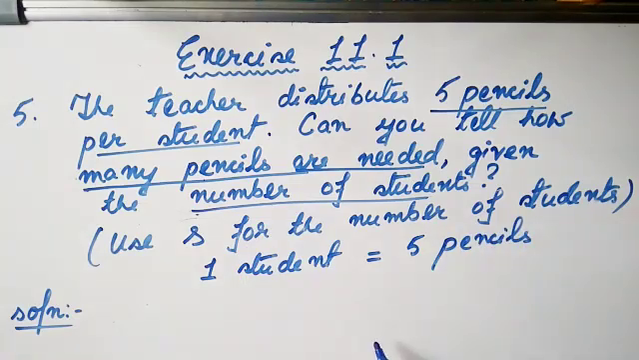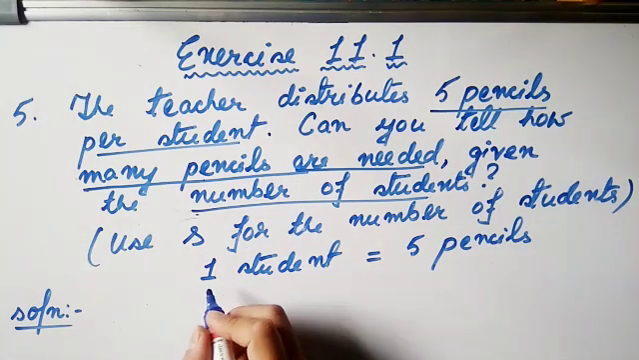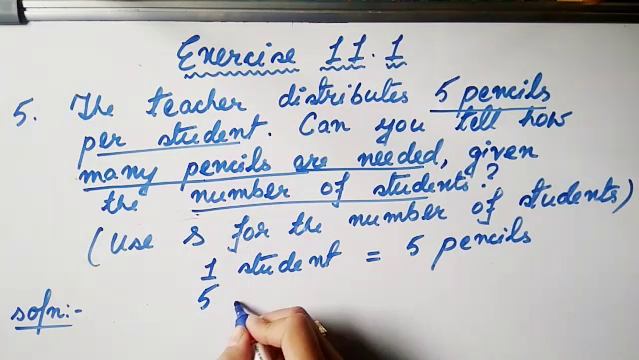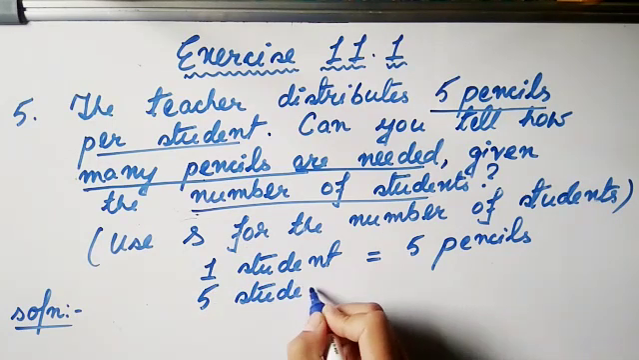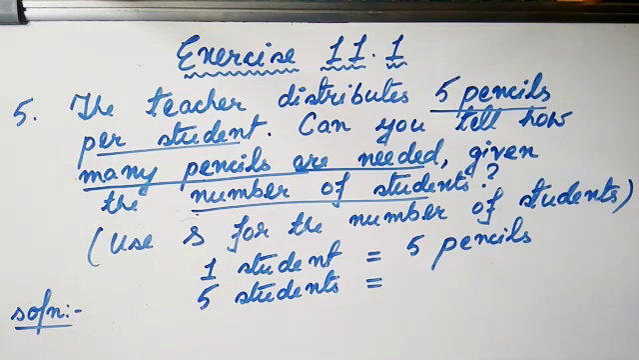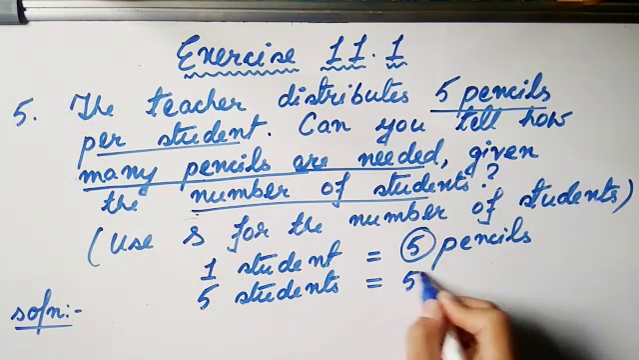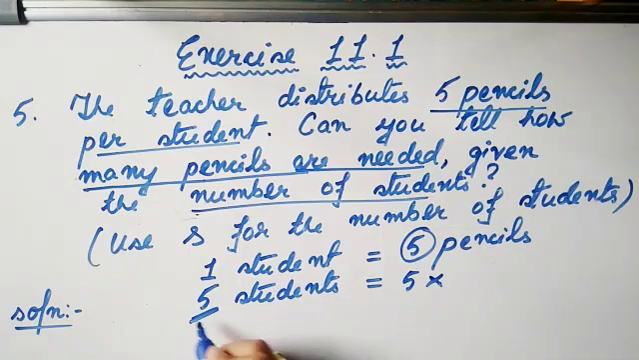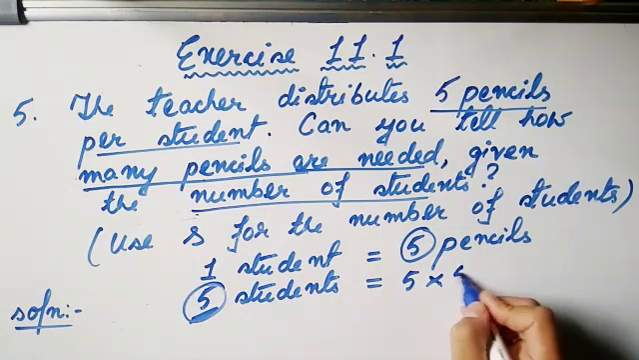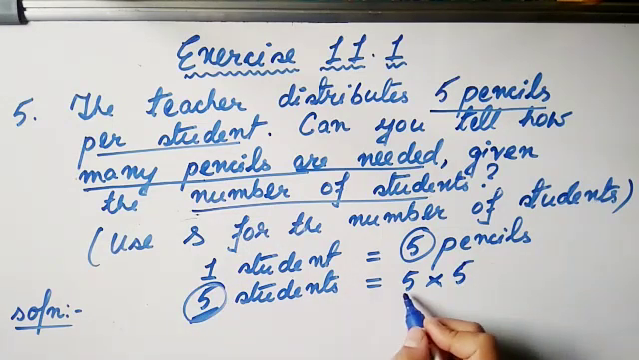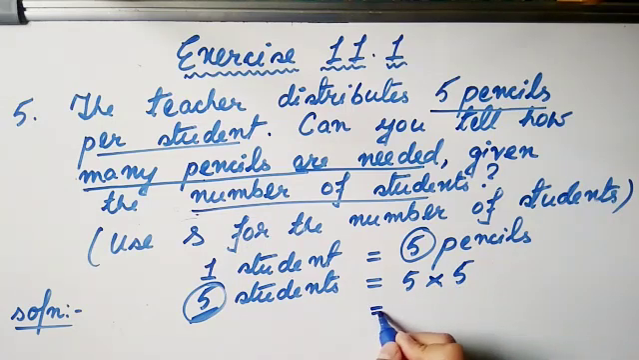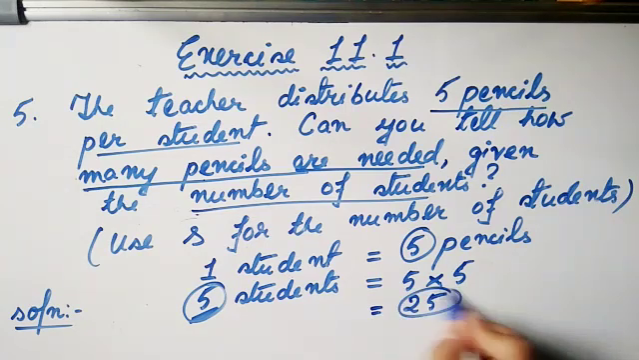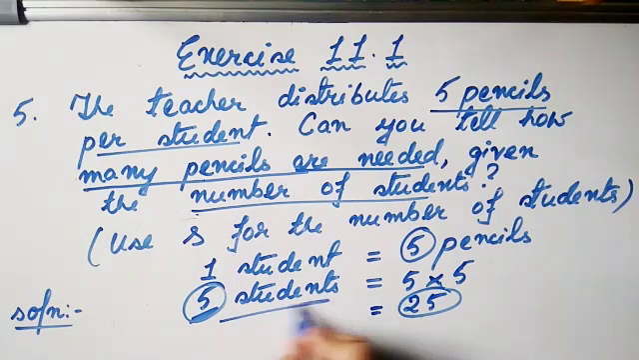Right? 5 pencils. Then what about, let's say if there are 5 students. How many pencils are required if there are 5 students? This is very simple, right? This 5 will be multiplied by the number of students. That is 5. And what is 5 times 5? Yes. So the required number of pencils for 5 students will be 25. And this is how we are going to find.